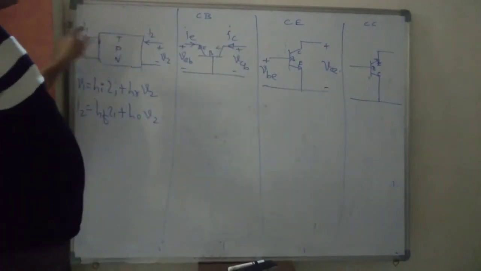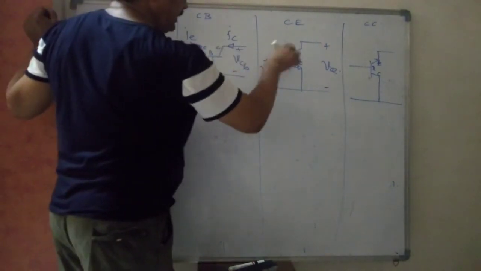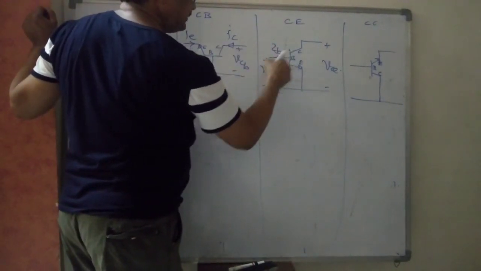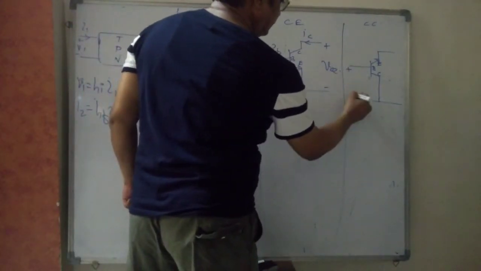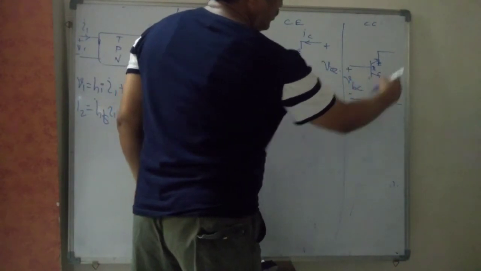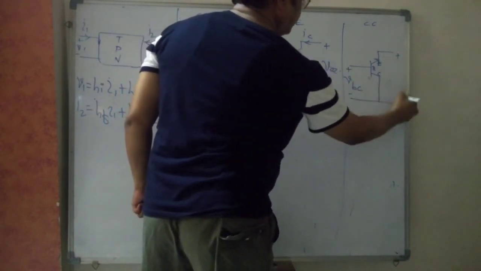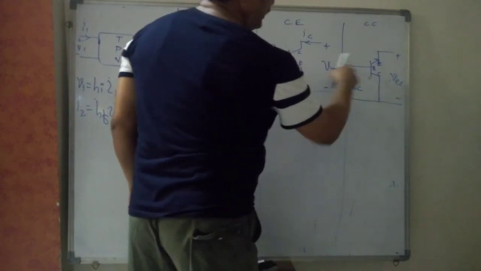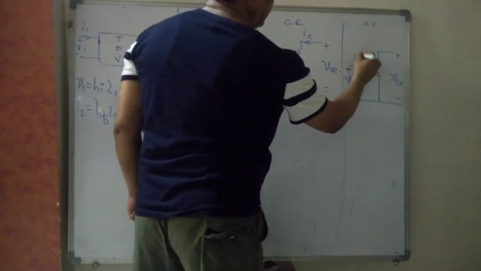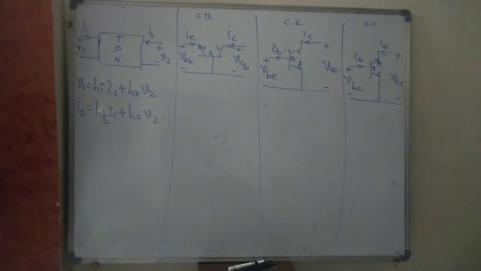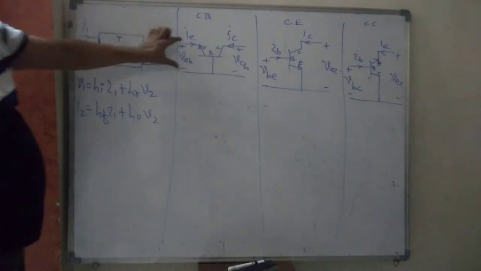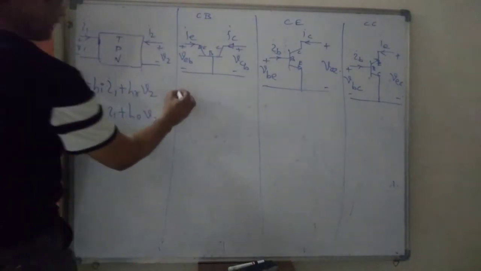In case of it, input current I1 is current in base, and output current is current in collector. Now voltage between base and collector, voltage between emitter and collector, input current, output current. Right? Similarly, we have to write the equations. In place of V1, here it is VEB. So in place of V1, I am writing VEB.